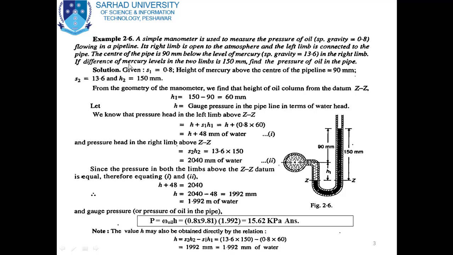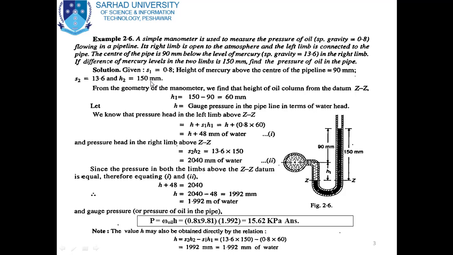So first of all, in the solution we will write the given data. S1 is equal to 0.8, which is the specific gravity of oil, and we denote the specific gravity of oil by S1. Height of mercury above the center of the pipeline is equal to 90 mm. S2 is equal to 13.6, the specific gravity of mercury, already given in the example. And H2 is equal to 150 mm, which is the height of the mercury column.